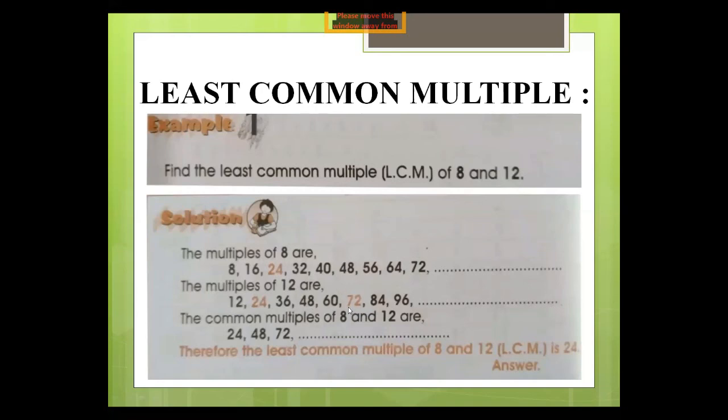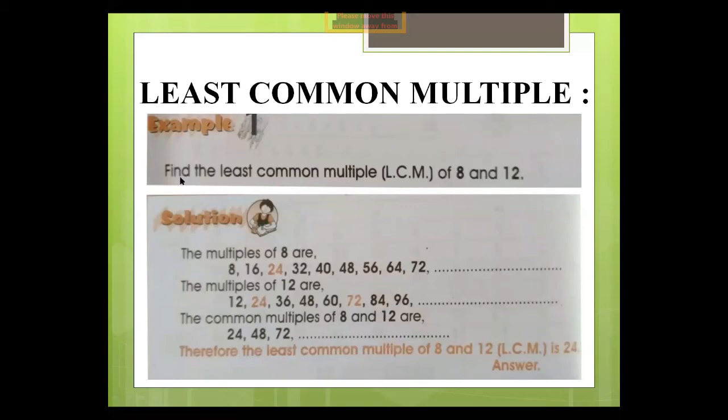Then there is another common multiple, which is 72. Here 72 is not highlighted, but 72 is common between both of these numbers, 8 and 12. Then you list out the common multiples of 8 and 12. The common multiples of 8 and 12 are 24, 48 and 72. All of these numbers are common multiples.